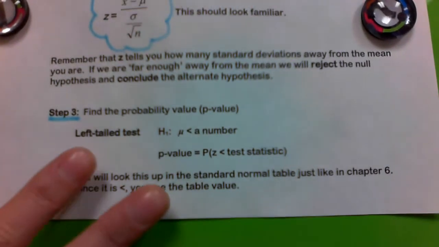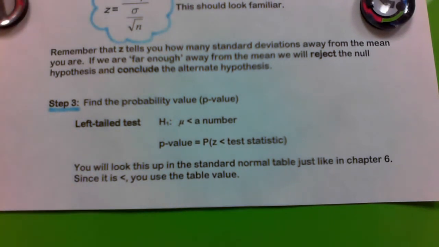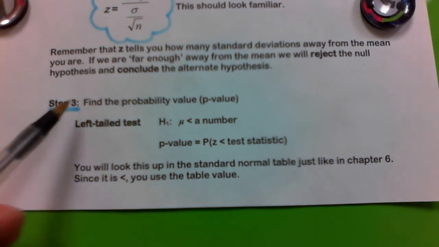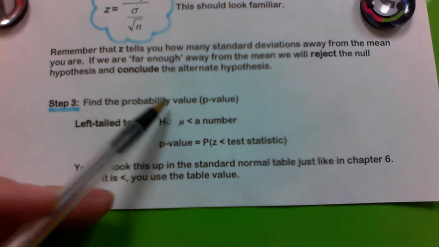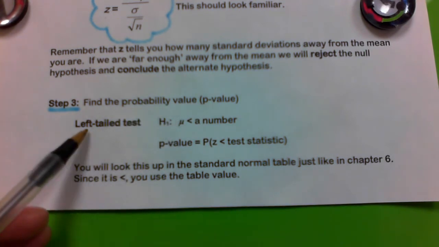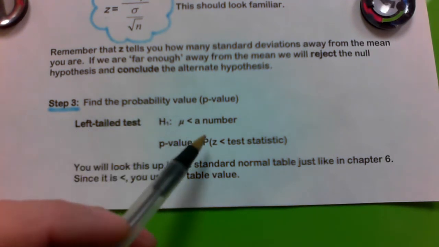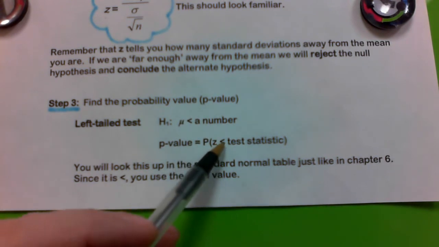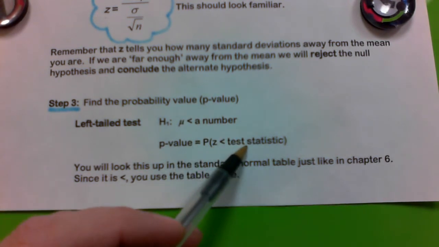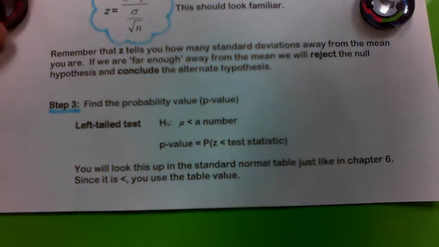Then step 3 is calculating our p-value. Now I'm going to go through this, but if you are listening to me and you think, I'm not sure I quite understand, just hang on, because I think when we actually do an example, it will clarify it a lot. Okay, so step 3 is your probability value. Well, if our alternate was a less than and we had a left-tailed test, then we're going to find the probability that z is less than the value we calculated in step 2.